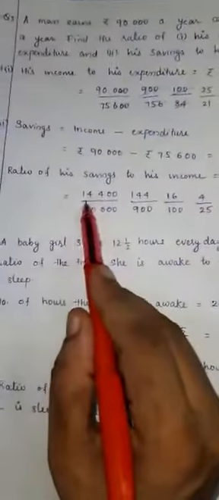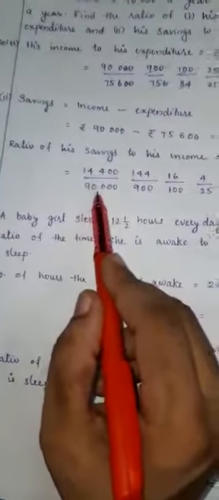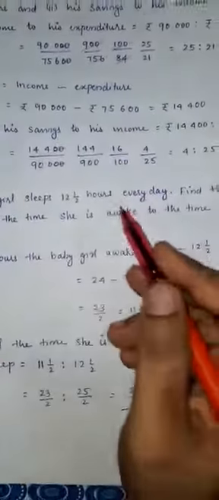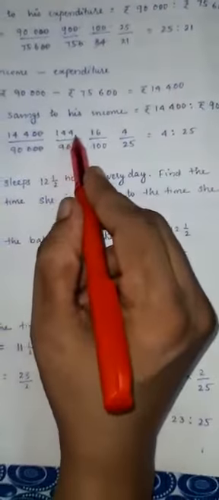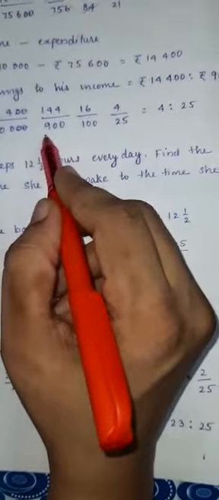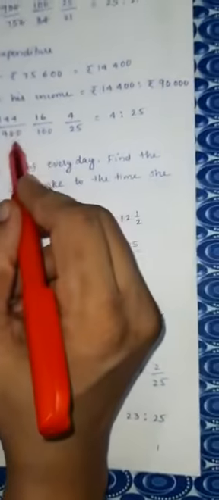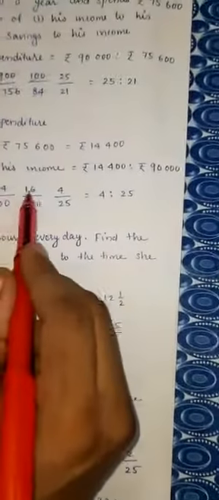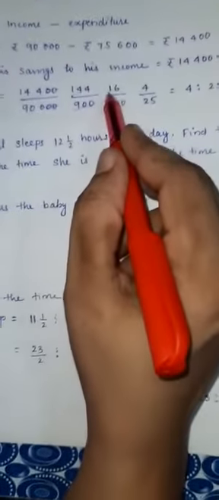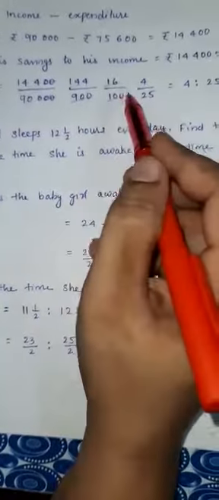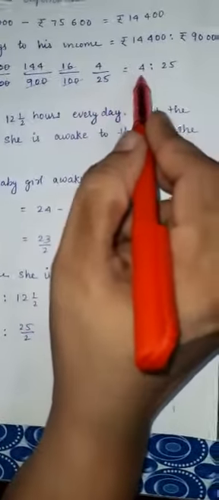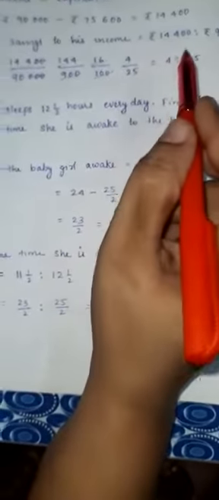So we can write 14,400 divided by 90,000. Both are coming in the table of 100, cancelled out by 100. So this is coming 144 divided by 900. Both are coming in the table of 9. So cancel out by 9. This is coming 16 by 100. Again both are coming in the table of 4. Cancel out by 4. So this is coming 4 by 25. So the answer is 4 is to 25.